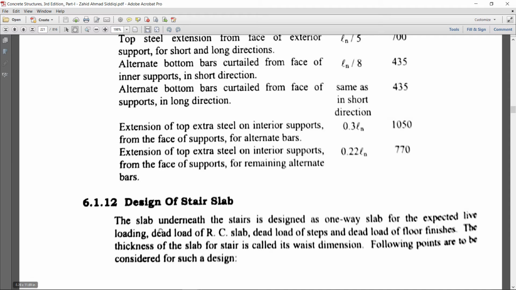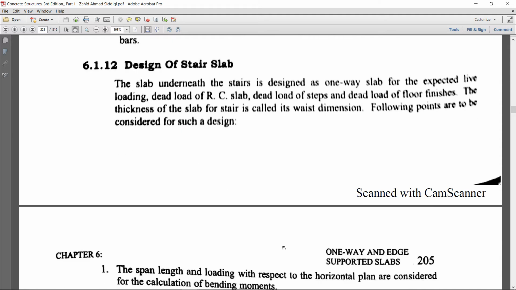So here the slab underneath the stair is designed as a one-way slab for the expected live loading, dead load of RC slab, dead load of steps and dead load of floor finish. The thickness of the slab for stair is called its base dimension. Following points are to be considered. I will discuss briefly.